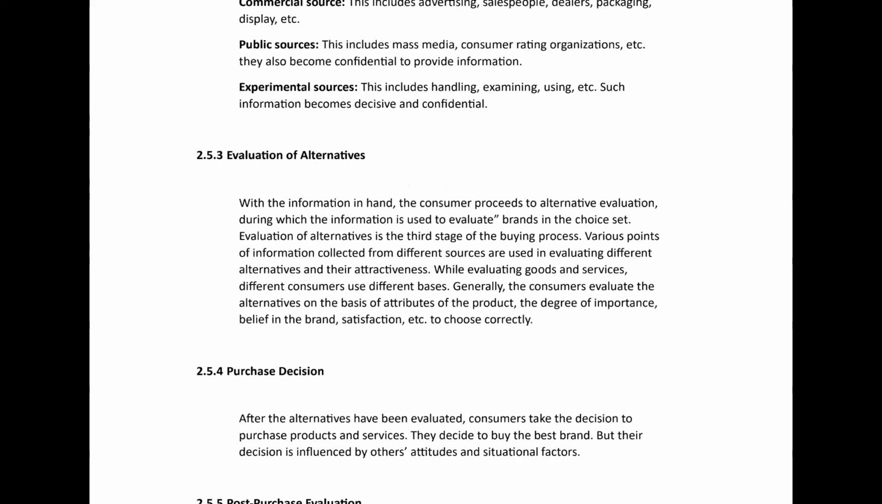Then there will be the evaluation of the alternatives. That is the third stage. With the information at hand, the consumer will proceed to alternative evaluation, during which they'll try to check the alternatives. Do we have any other alternatives apart from buying from this person? Is there anywhere else where I can buy from? They will try to check around for the alternatives.